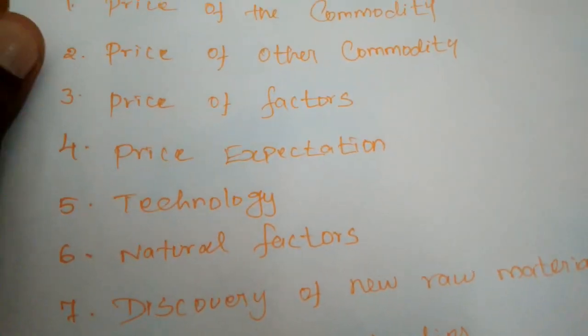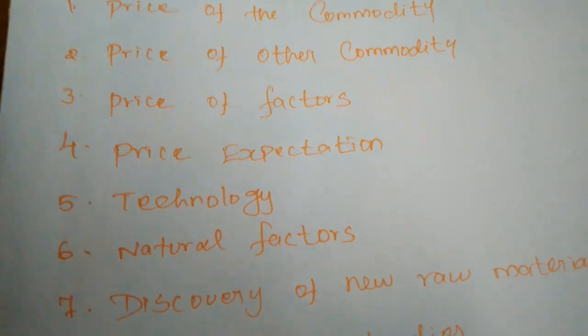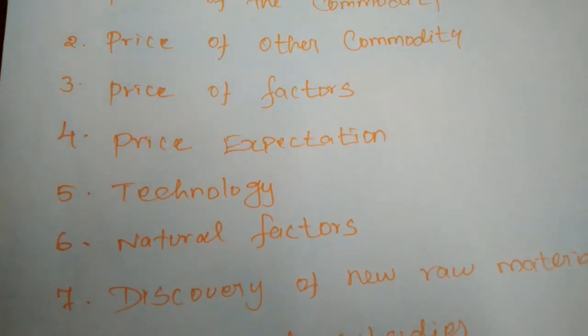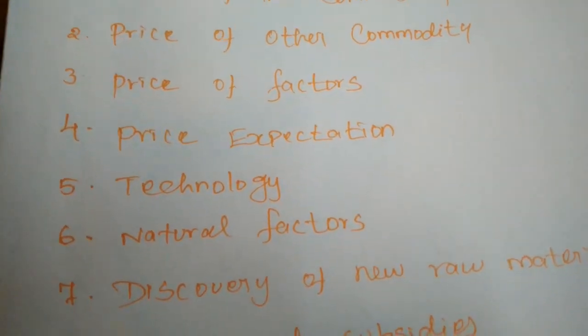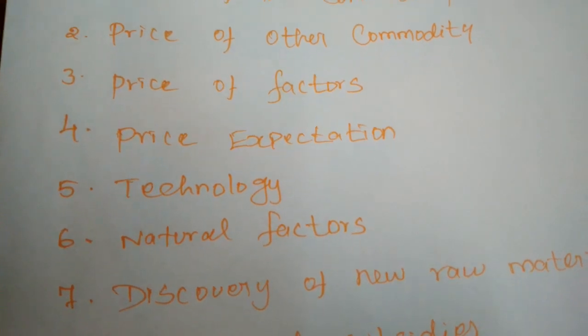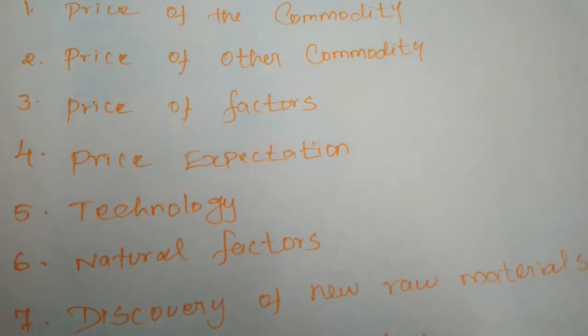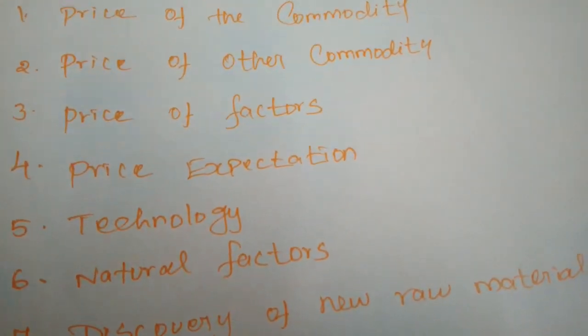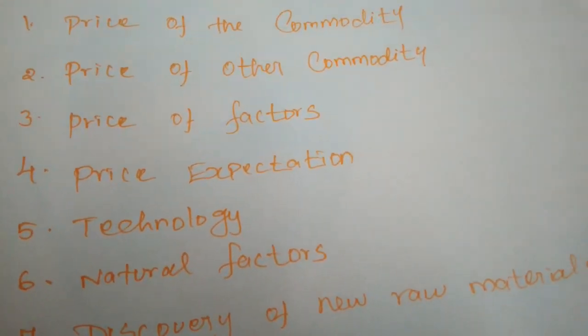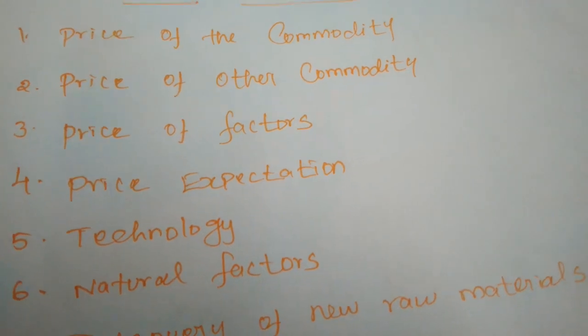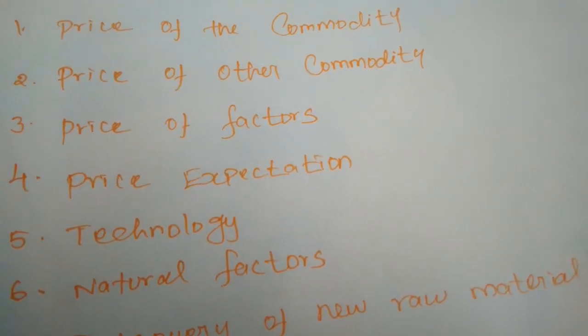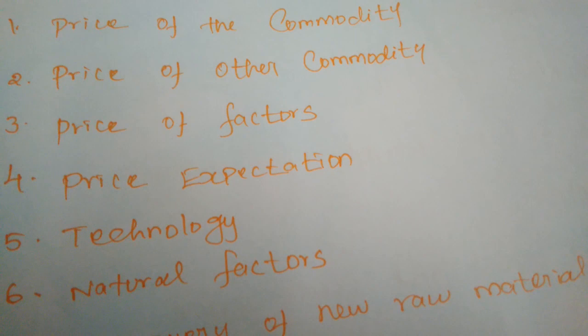Next, price of factors. When the input prices go up, this results in a rise in cost and so supply will be affected. We have studied the factors of production, right? The land, labor, capital and organization. So whenever the price for a factor of production increases, the supply will be reduced.